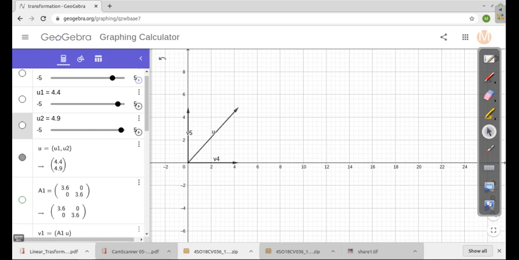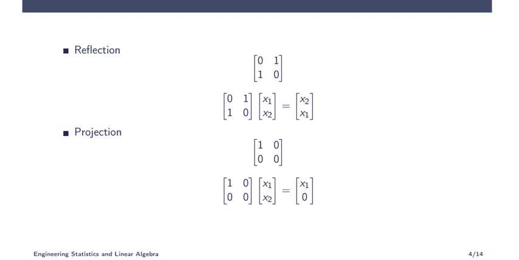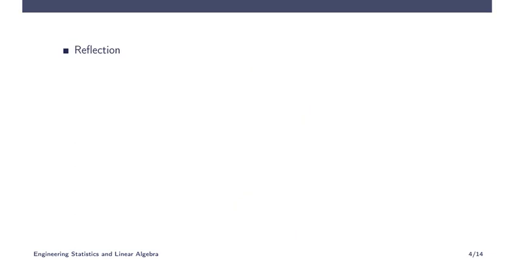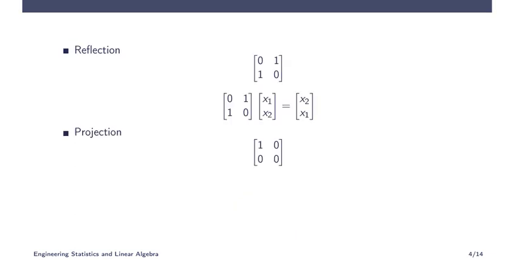Okay, so these four are the fundamental transformations. They are stretching, rotation, reflection, and projection. So these are the matrices required for the transformations.